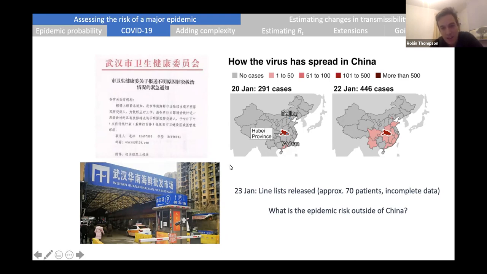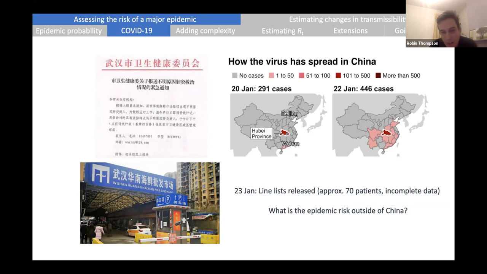So what happens next is that case numbers, or reported case numbers, began to grow, such that about 10 days after I first saw this notice, by the time we got to the 20th of January, there had been 291 reported cases. A couple of days later, it had grown substantially, so that by the 22nd of January, there were 446 reported cases. And then one day after that, on the 23rd of January, that was when the first patient data were released.